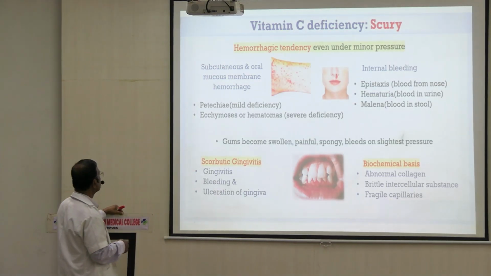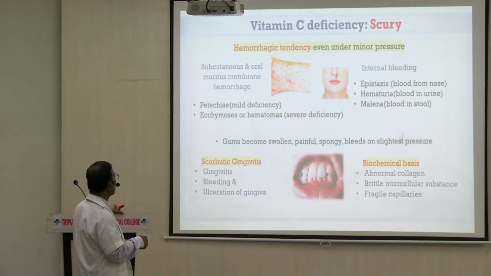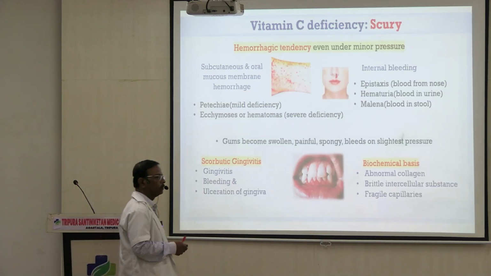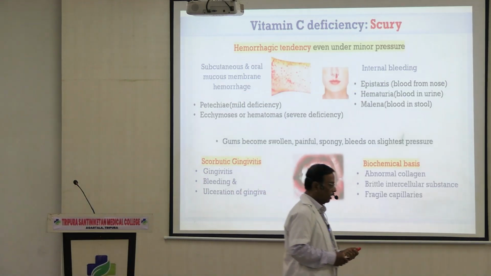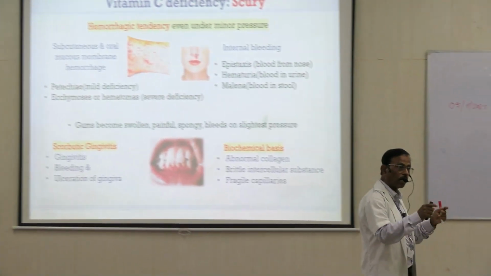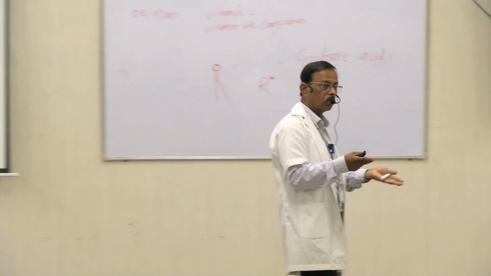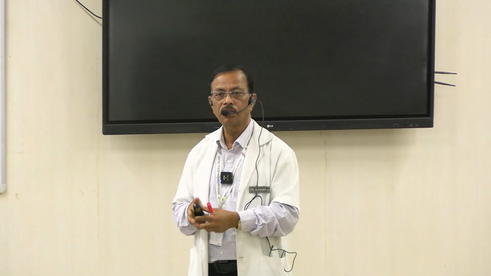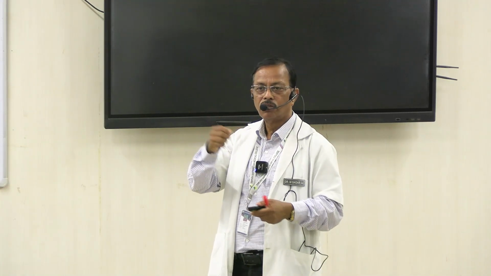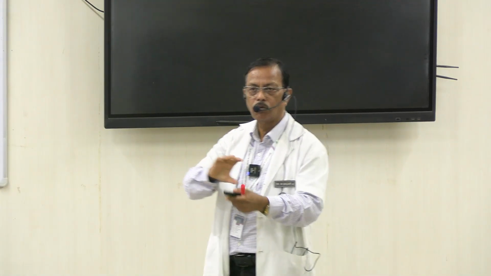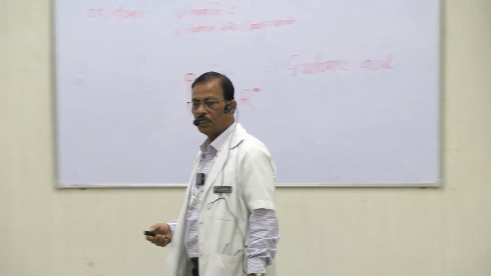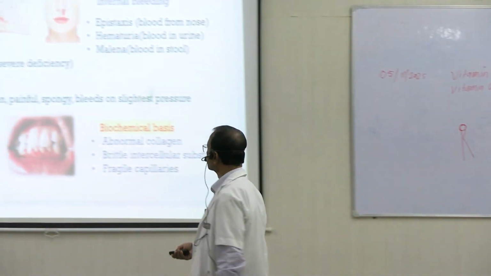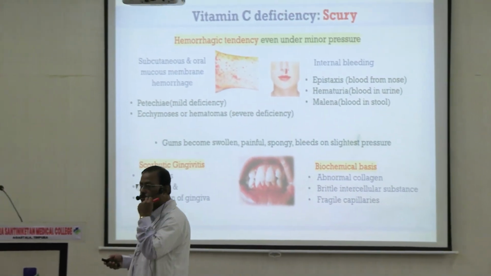And in the other parts of the body, subcutaneous and oral mucous membrane hemorrhage will be there because there is malformation of the extracellular matrix where collagen is there. Collagen malformation means there is a weak extracellular matrix, and extracellular matrix is there in the vascular wall. So when you just press like that, there will be tearing of the arterioles, and there will be bleeding under the skin, and so also in the mucous membrane.